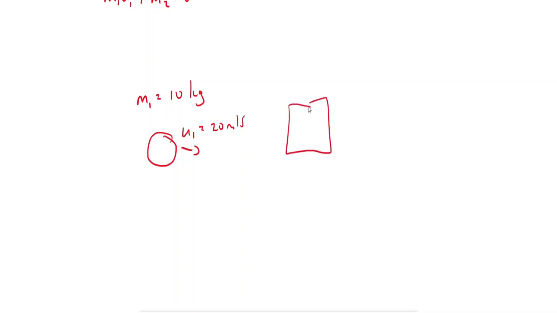All right, let's just say that I have an object 1 with a mass of 10 kg, and let's say the object is moving in this direction. The initial velocity of that object is going to be 20 meters per second. Then let me just say I have an object 2. This is a very huge object, with a mass of 150 kg. And this U2 is basically at 0 meters per second.